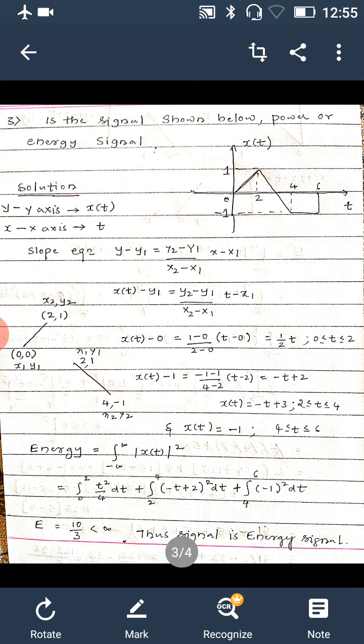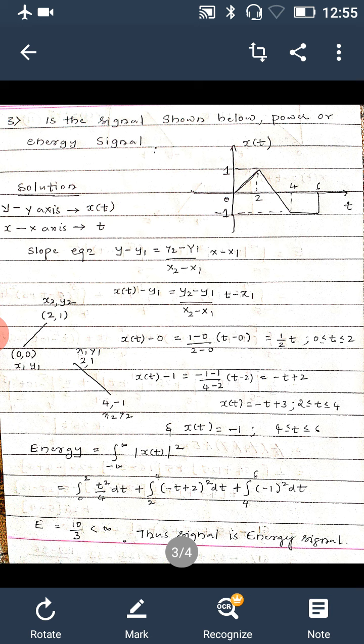And we know that y is nothing but x of t and x is nothing but t. So now let us replace in the slope equation y by x of t and x by t. The above equation becomes x of t minus y1 is equal to y2 minus y1 divided by x2 minus x1, into t minus x1.